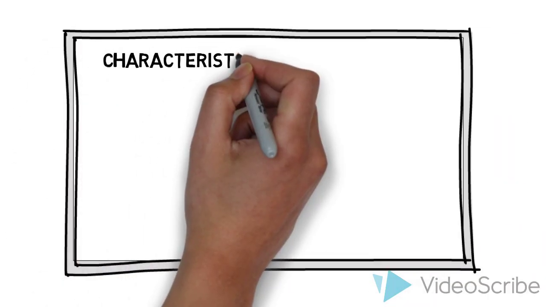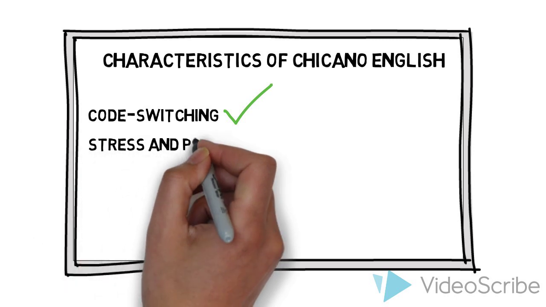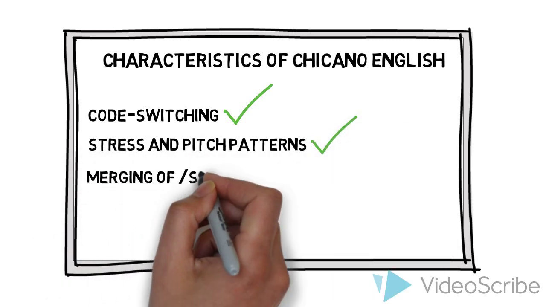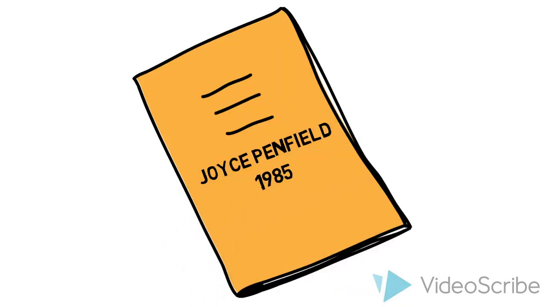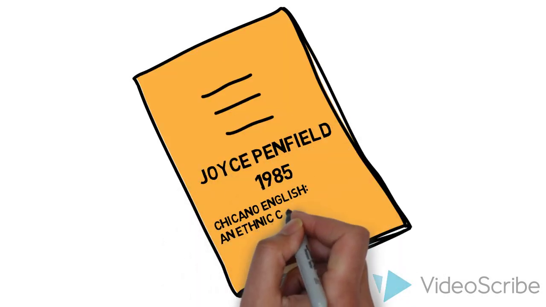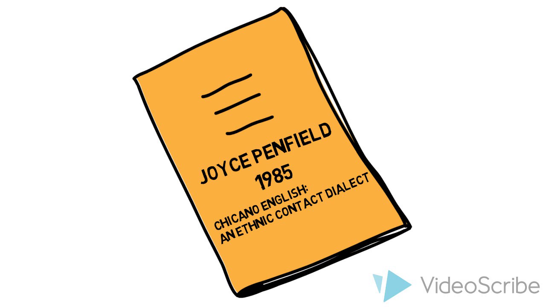Another characteristic that is common amongst Chicano English speakers is the merging of SH and CH. According to Joyce Penfield's 1985 book, Chicano English, an Ethnic Contact Dialect, speakers of Chicano English, especially those who are bilingual, freely substitute SH and CH for CH and SH.